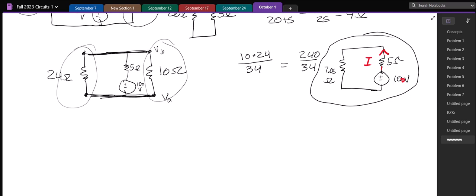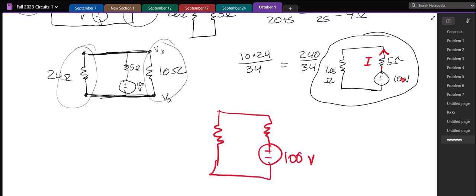And so if I take, and I do want to be careful that I'm going in the right direction. So let me just look at this. So I've got 100 volts, 5 ohms, 7.05 ohms. I is drawn going this way. And if I is, will I be positive? Is this the direction the current is actually going to flow?